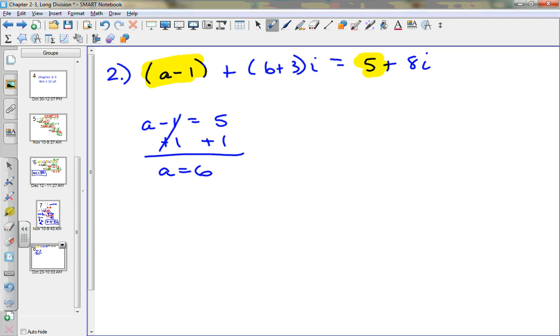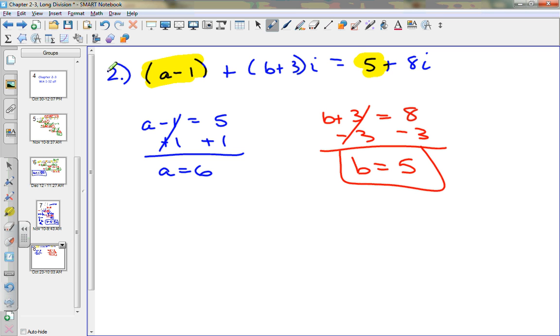Do we not understand the b term still? b plus 3 has to equal 8 because they both have the i's, right? So therefore subtract 3 and I get b is equal to 5. So that's all that problem was, just finding out what a and b represent.